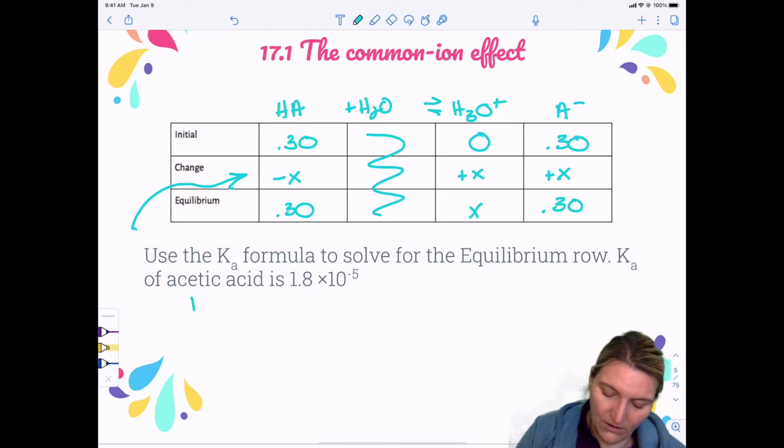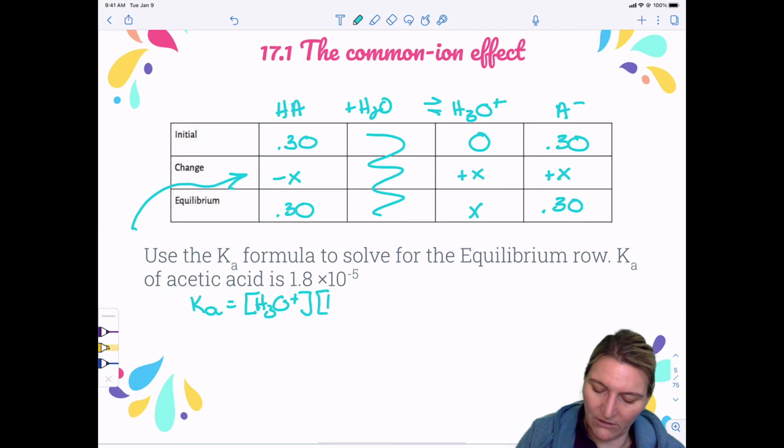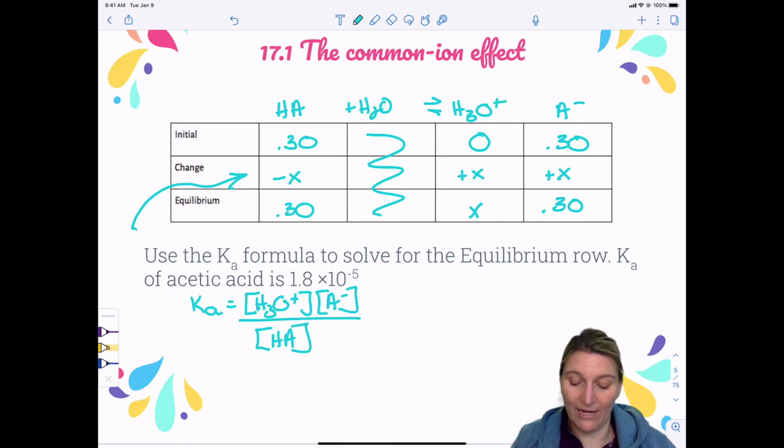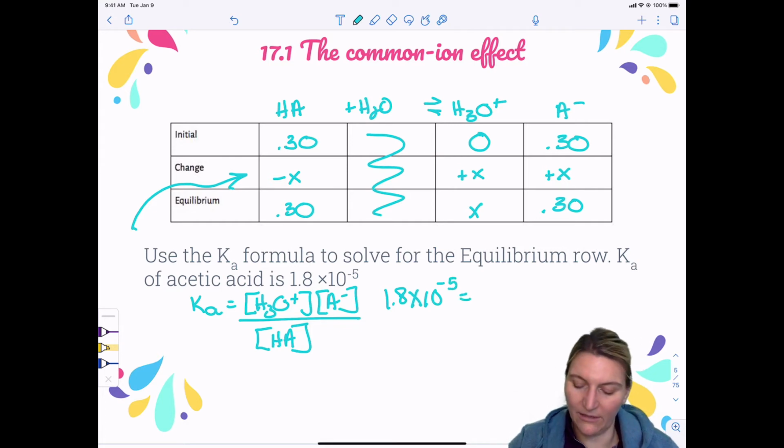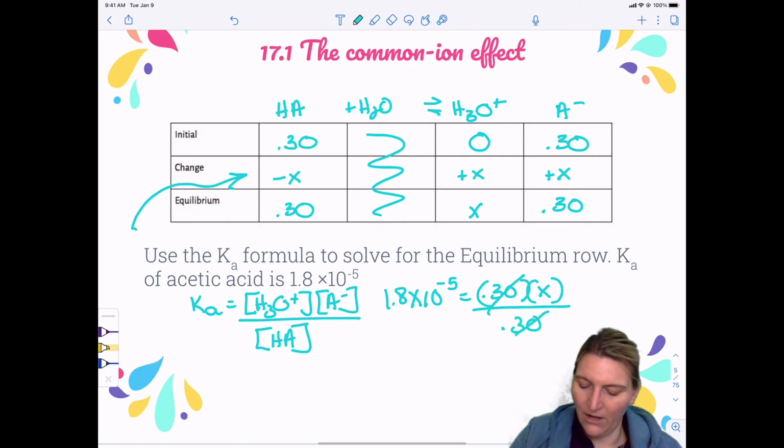And then we have our Ka formula. Ka is the concentration of the H3O plus times the concentration of the A minus over the concentration of that weak acid. And plug in our numbers. 1.8 times 10 to the negative 5 is the Ka for acetic acid. This would be 0.30 times X over 0.30. Well, that's easy. So X, and I always say, what is that equal to?